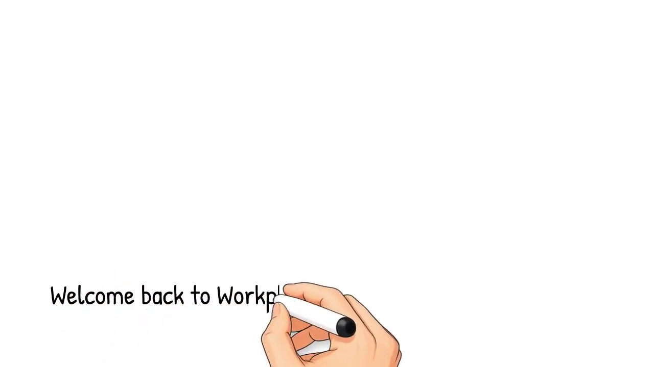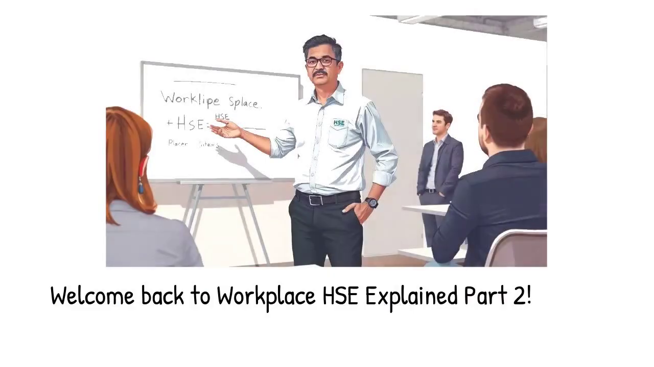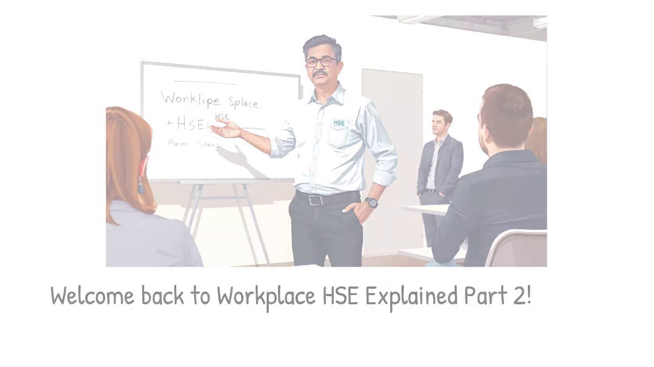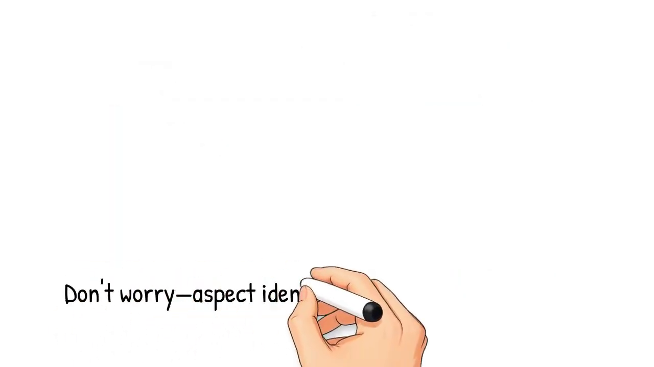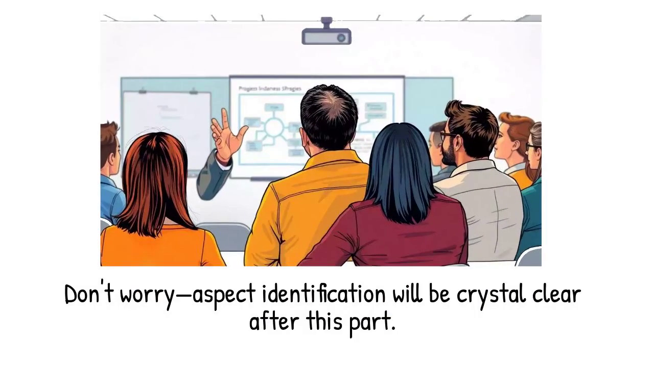Welcome back to Workplace HSE Explained. In Part 1, you learned the foundation of environmental aspects and impacts. Now, in Part 2, we move into the practical, step-by-step method to identify environmental aspects in any workplace. This is where beginners often get confused, but I promise you, by the end of this part, you will be able to identify aspects with complete clarity.